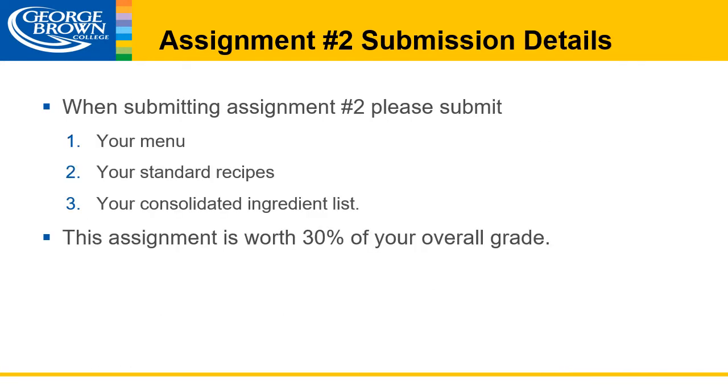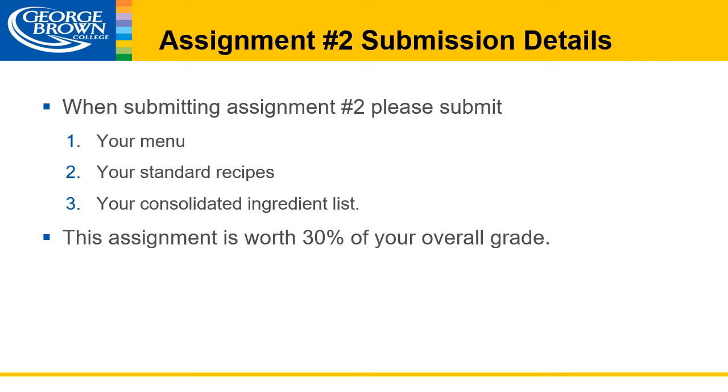All right, I believe this is the last slide for assignment number 2 details. So when you're submitting assignment number 2, please submit a copy of your menu, your standard recipes, and your consolidated ingredient list. Your menu was submitted in assignment number 1. I just need a copy of it. Your standard recipes will use the standard recipe template, and your ingredient consolidation list will be submitted using the Entrepreneurship worksheet. And again, I will show you where those are next week.